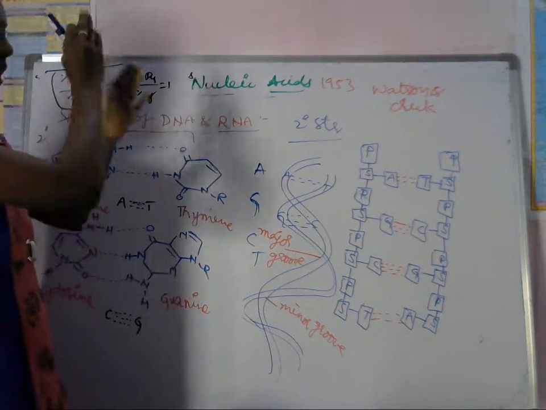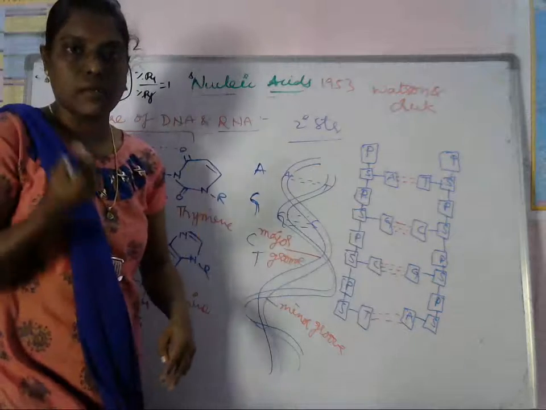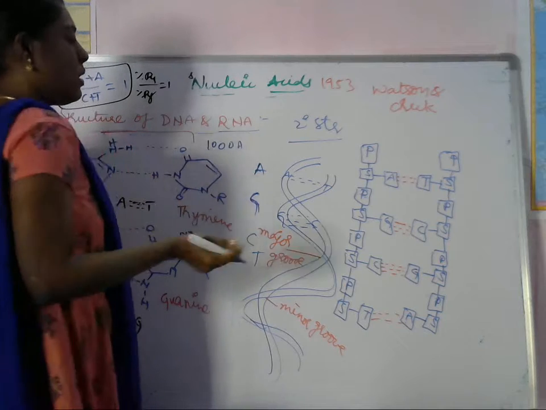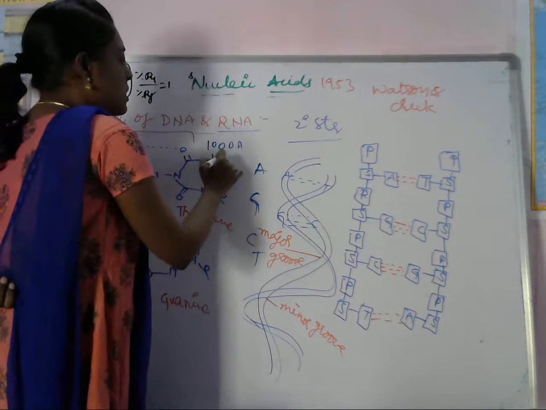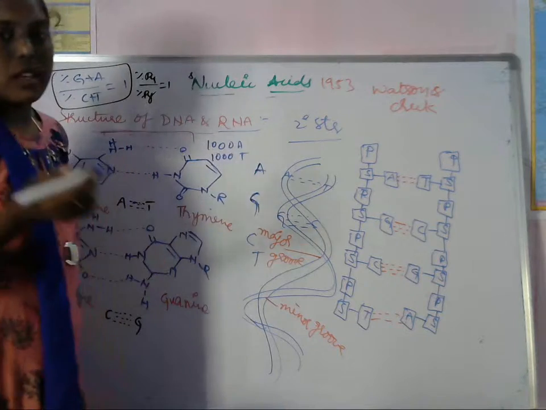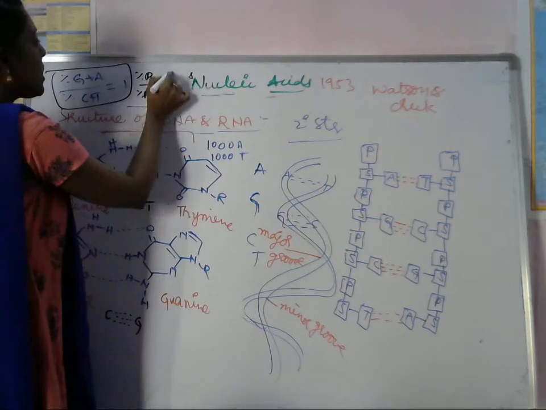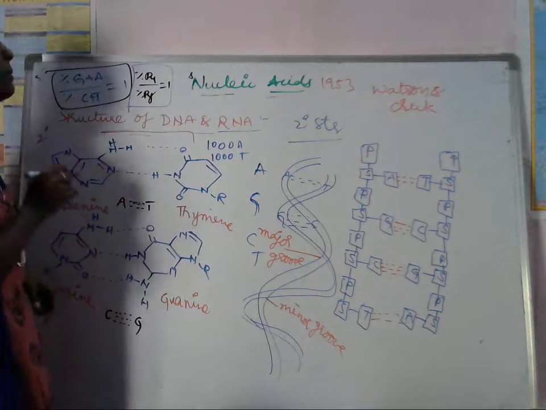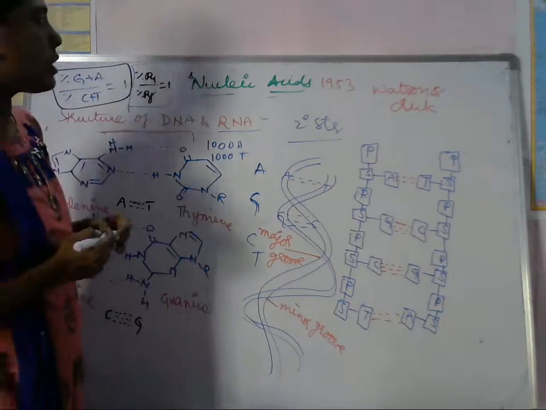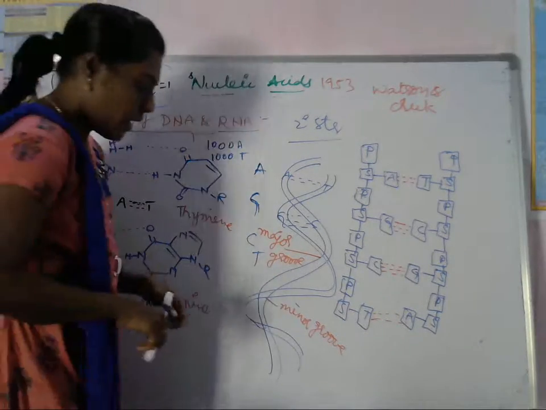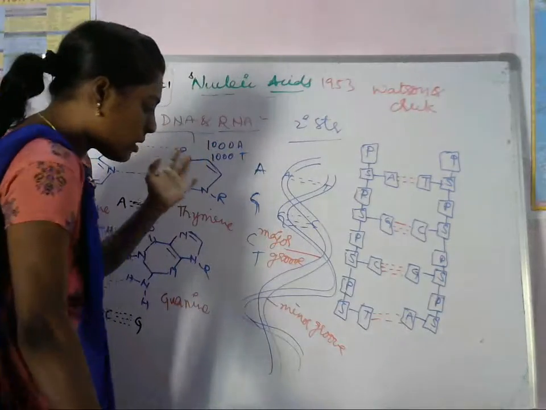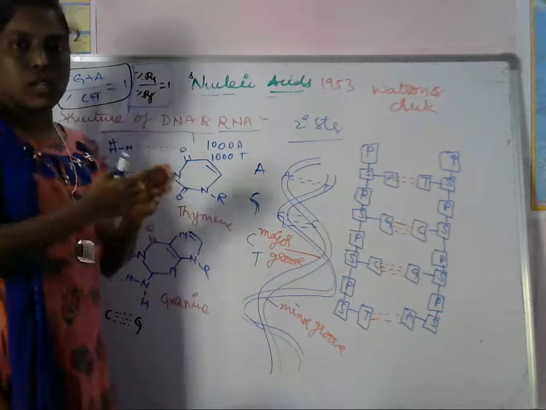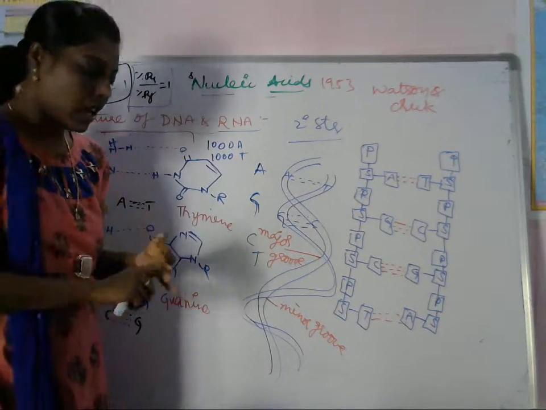Okay, so if you take a DNA strand, suppose it has a thousand adenine molecules, at the same time it has 1000 thymine molecules. It has to satisfy this rule, that the percentage of purine and the percentage of pyrimidine should be equal to 1. Then only this DNA exists. It is applicable to all the base pairs, which are adenine, thymine, cytosine and guanine.